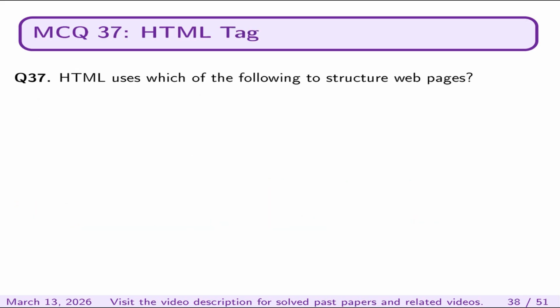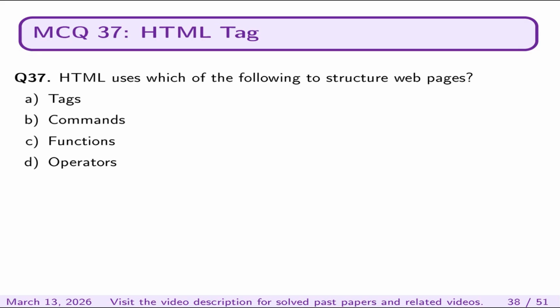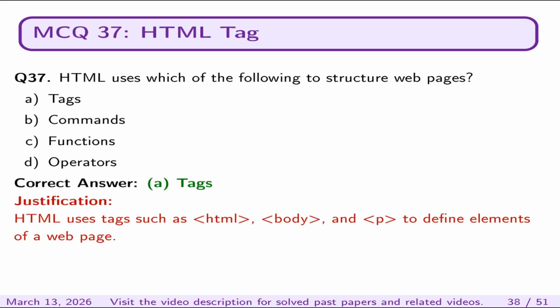Question number 37. HTML uses which of the following to structure web pages: tags, commands, functions, operators? The correct option is tags. HTML uses tags such as html, body, and p to define elements of a web page.